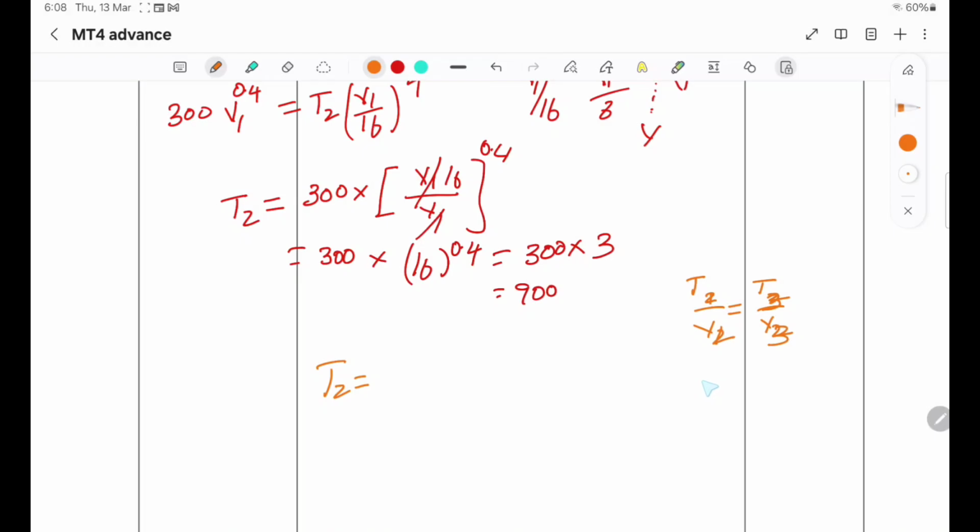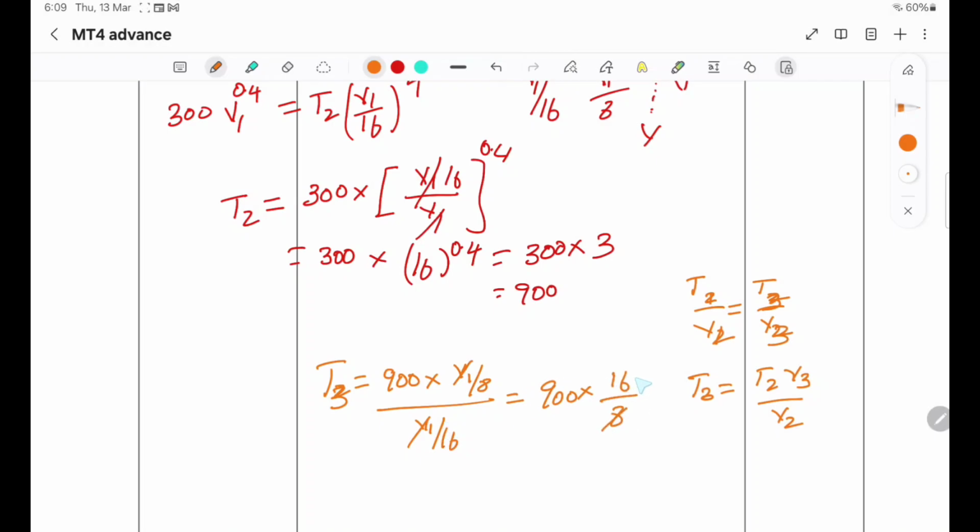T2 is what we found, correct? We only have to find T3. This T3 will be equal to T2 times V3 by V2. T2 is 900, V3 is V1/8, and V2 is V1/16. Now cancel it: 900 into 16/8, which is 2. Nine 2s are 18, so 1800. So the answer should be 1800.